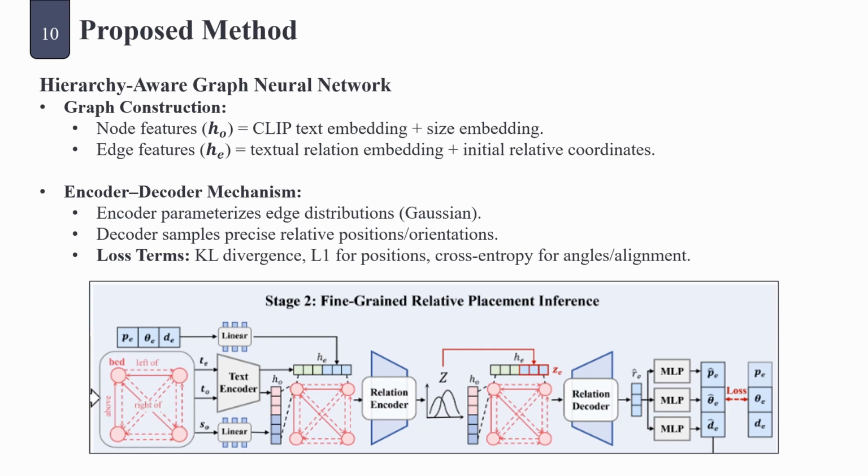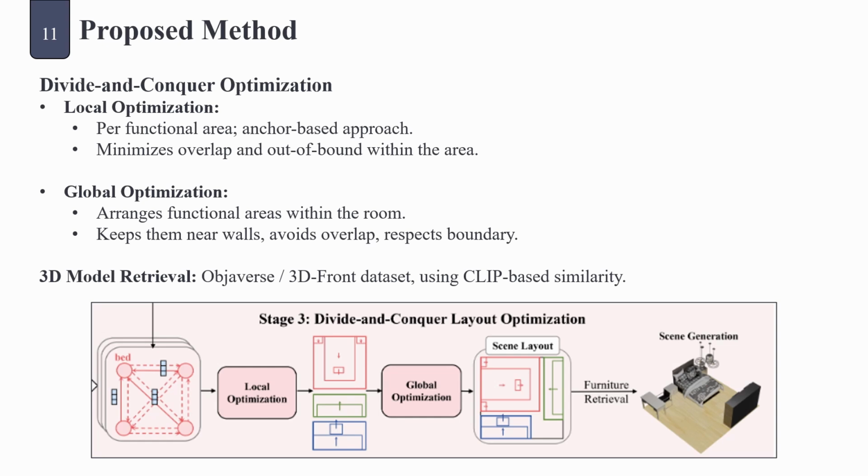The training loss includes a KL divergence term and error loss for position, and cross-entropy loss for angle and alignment. The third component is divide and conquer optimization. This process is divided into two stages.